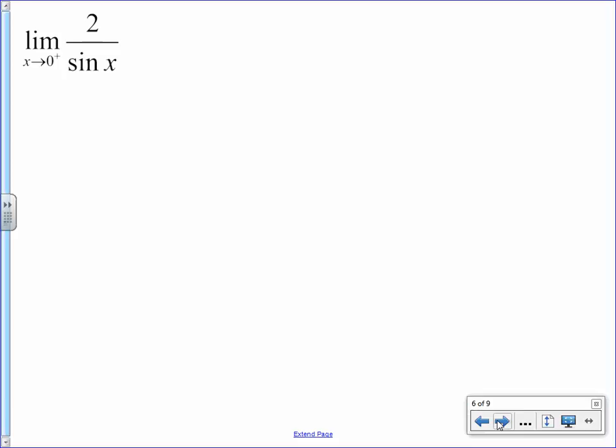Think about this one. Okay, so we have the limit as x approaches 0 from the right of 2 over sine of x. If we use direct substitution, what's happening? 2 over 0. We're getting a 0 in the denominator because we have an asymptote. We cannot rewrite this function to make that 0 in the denominator go away.